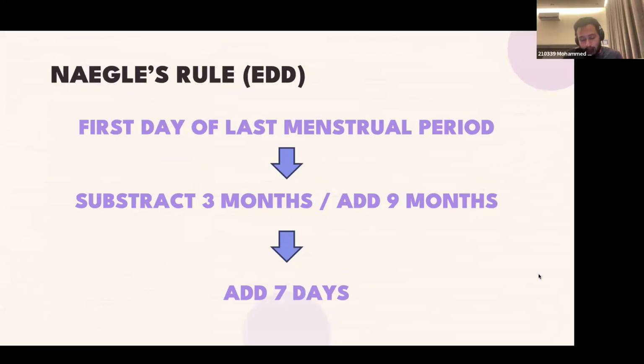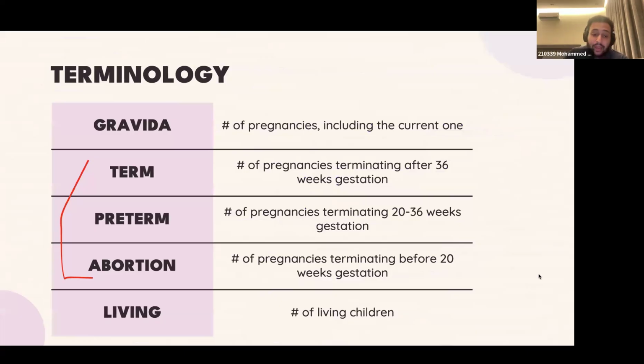Now, an important thing is how do you calculate the expected date of delivery? P is para. Basically, it's the total number of children, and then you add 2. Unless it's in GTPAL, but if it's just gravida para, it's the total number of children. So if I say gravida, it's the number of pregnancies, P is the number of births, including the abortions and everything. Does that answer your question? But if it's in GTPAL, it's preterm.